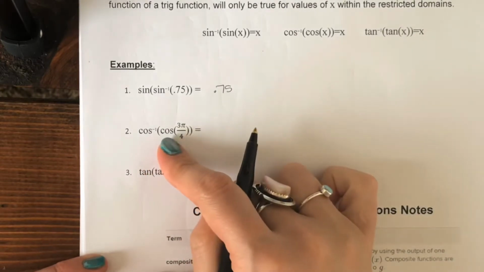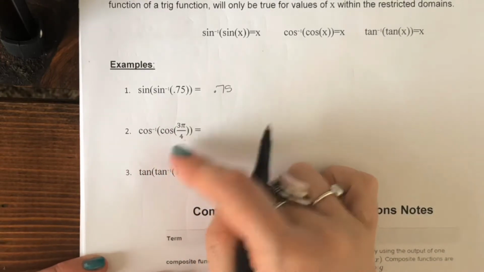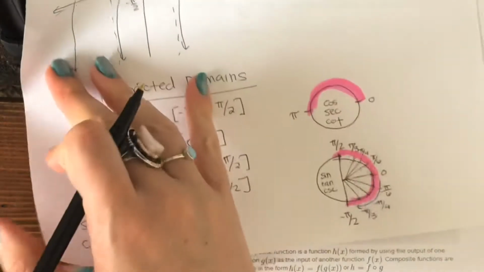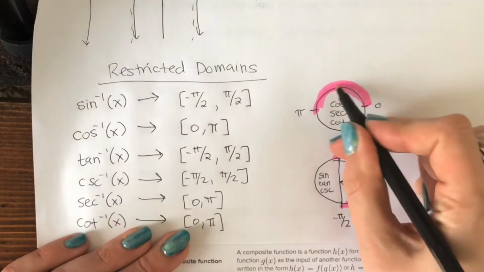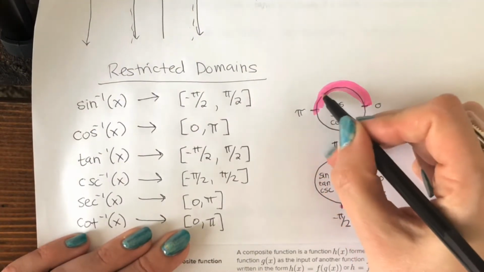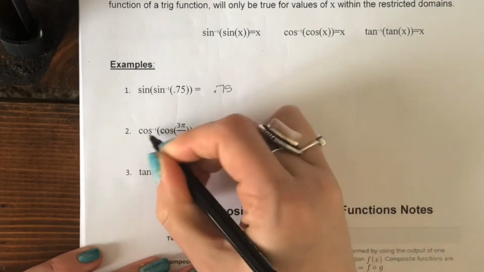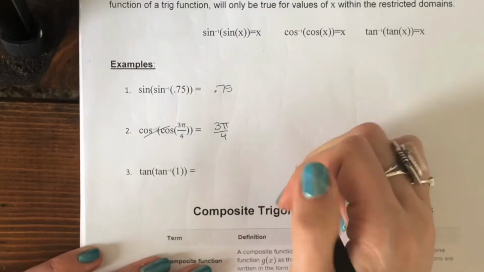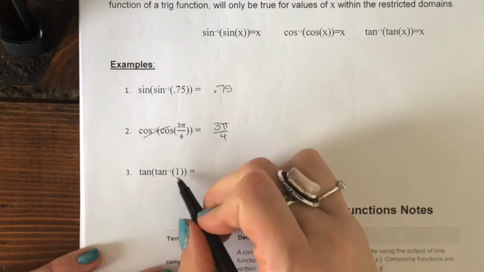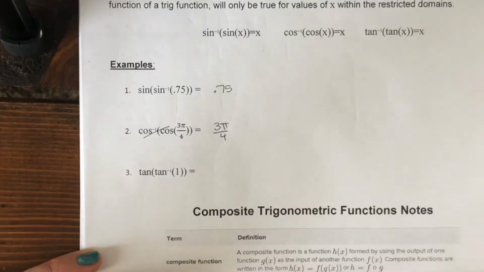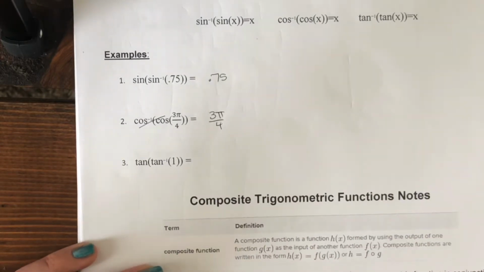Here, if we look at cosine of 3 pi over 4, well, cosine is going from 0 to pi. 3 pi over 4 is right here, so that one's also okay. So we can just think of these as canceling with each other, and we just get 3 pi fourths back, which works. If we look here at inverse tangent, again on this one we get lucky, this one works.